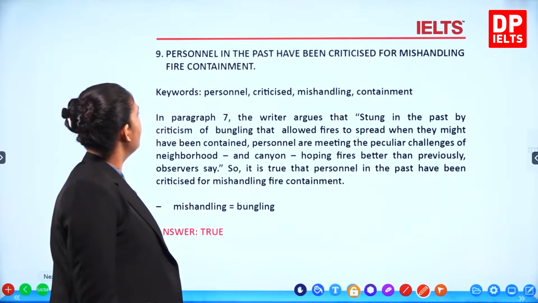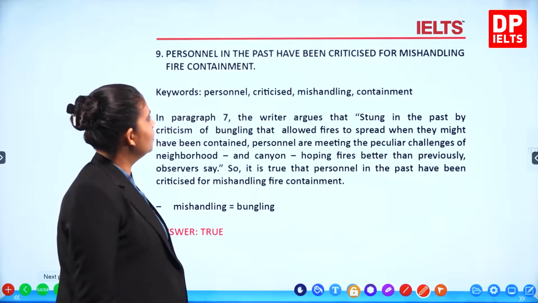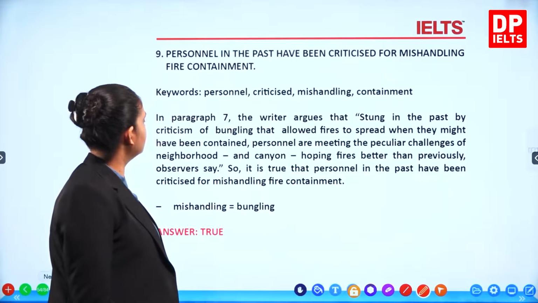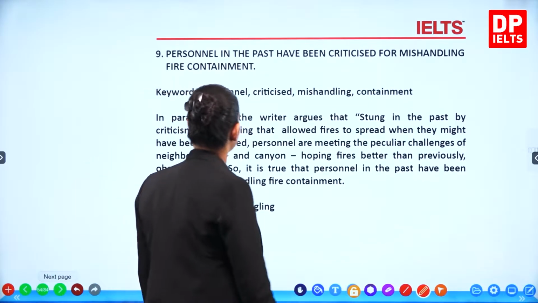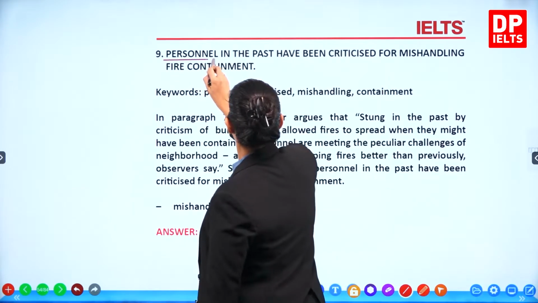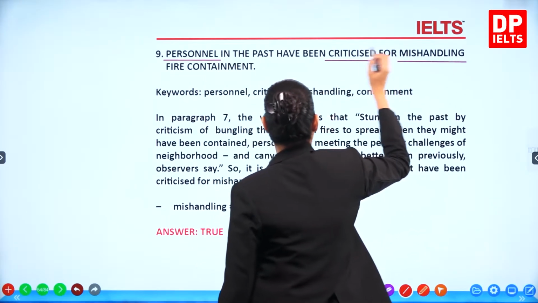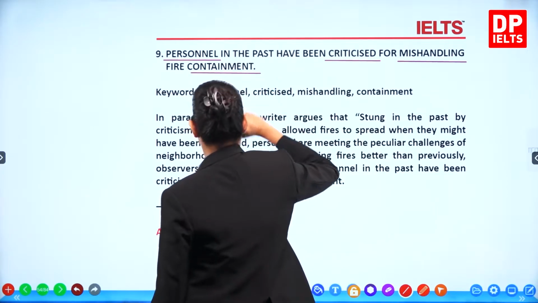Question 9. Personnel in the past have been criticized for mishandling fire containment. Right? So let's say personnel, criticized, mishandling, containment.